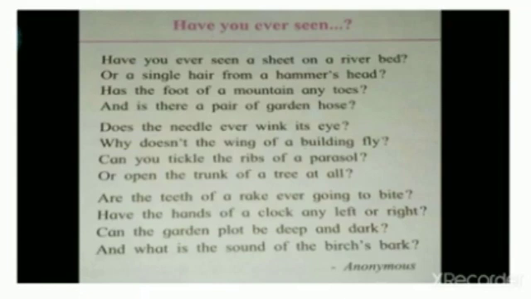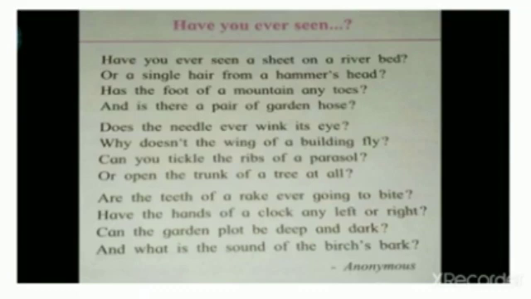Have you ever seen a sheet on a riverbed, or a single hair from a hammer's head? Has the foot of a mountain any toes? And is there a pair of garden hose? Does the needle ever wink its eye? Why doesn't the wing of a building fly? Can you tickle the ribs of a parasol, or open the trunk of a tree at all?